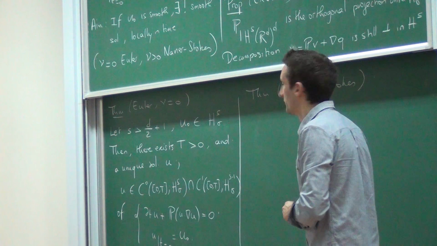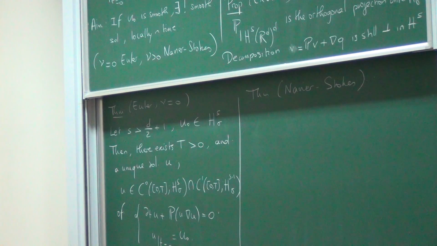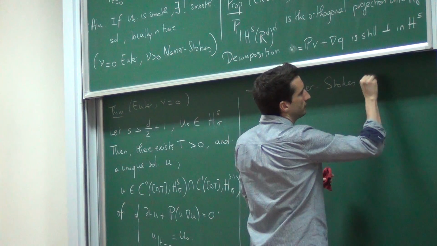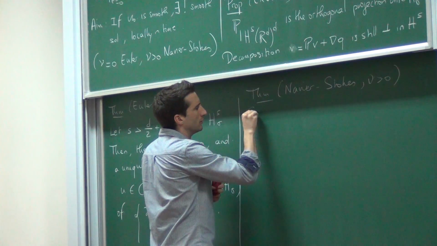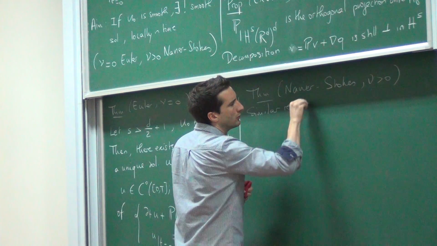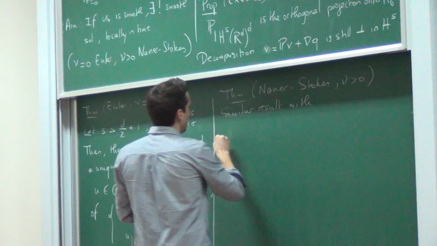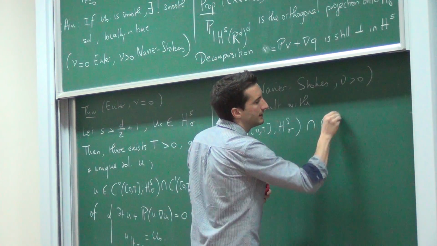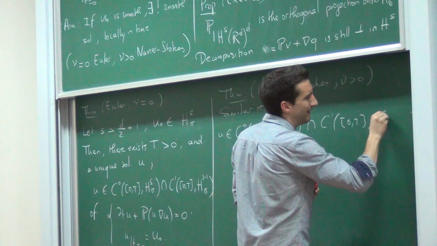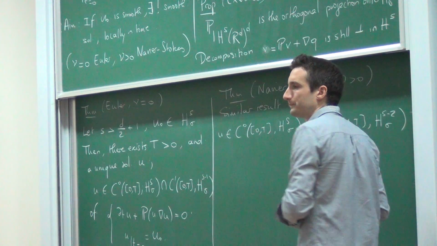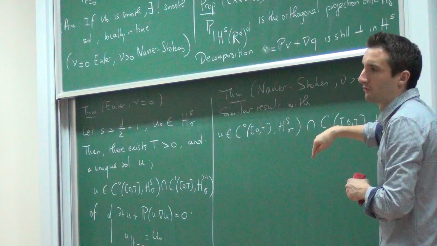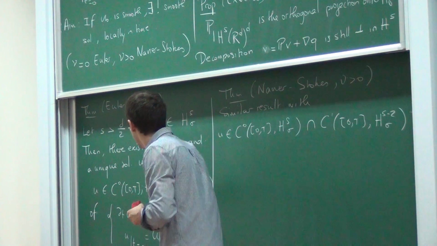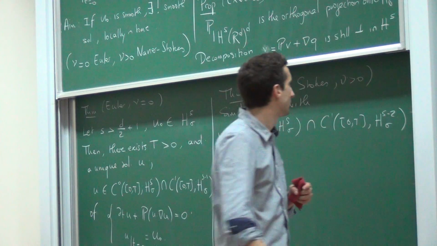Okay, what about Navier-Stokes for positive nu? So for positive nu, you can state some similar result. Actually, you could do better, but I won't do it. So a similar result, except that now u is continuous in H^s and is C1 in H^(s-2). That's because of the Laplacian. When you take the time derivative, you lose two derivatives. Whereas for Euler, when you take the time derivative, by the equation here, you lose one derivative. That's expected.